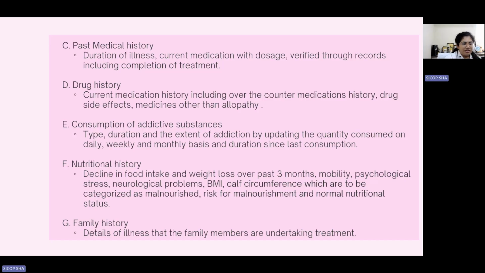Next is the nutritional history. Here, decline in food intake and weight loss over the past 3 months, mobility, then psychological stress, neurological problems, BMI, calf circumference, which are to be categorized as malnourished, risk for malnourishment, and normal nutritional status. Next is about the family history. So, details of illness that the family members are undergoing treatment for should be recorded over here.